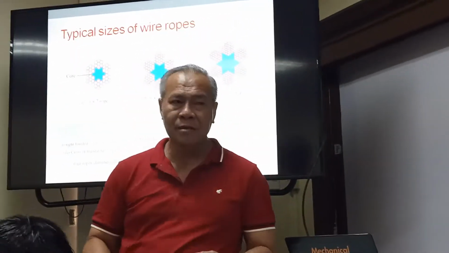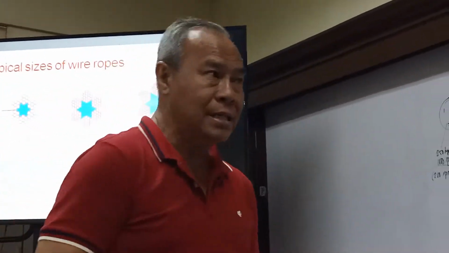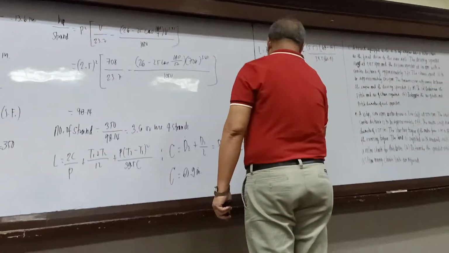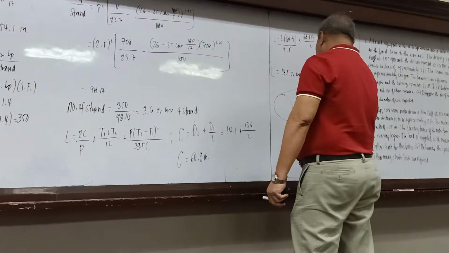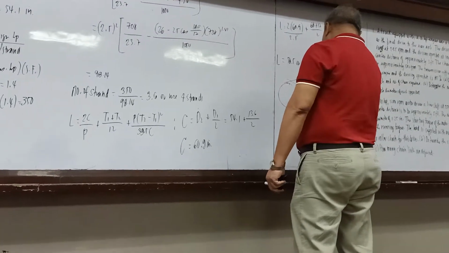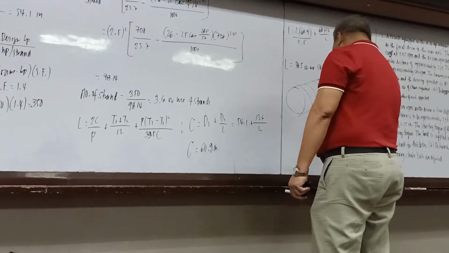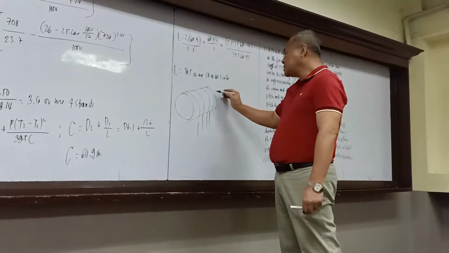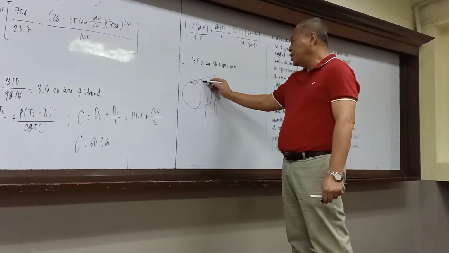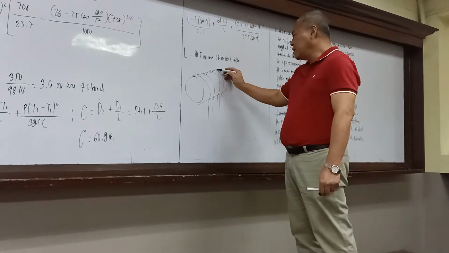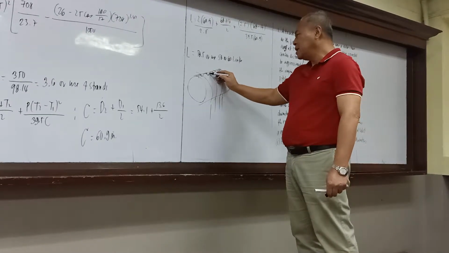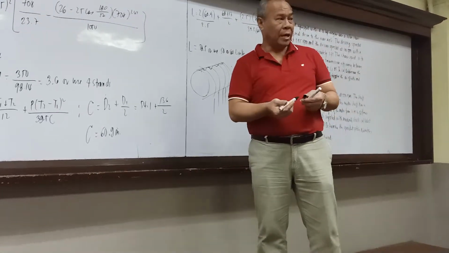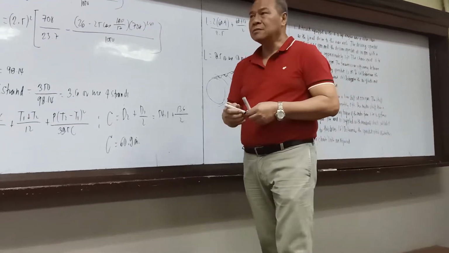So meron tayong tinatawag na drum. So yung drum natin, which is now like this one. Kaya dito natin nilalagay yung mga ropes natin. Diyan natin nakalagay yan. Ang form ngayon ng drum na yan is somewhat similar to the shape of a pulley. So parang ganun siya. May groove din siya para ma-accommodate natin yung pinaka-wire ropes natin. Right? So may drum siya.